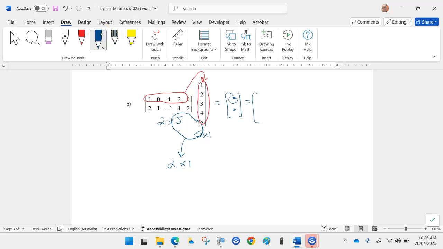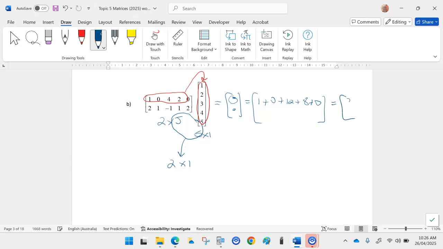Okay, that's going to be 1 times 1, which is 1. Add to that 0 times 2, which is 0. Add to that 4 times 3, which is 12. Add to that 2 times 4, which is 8. And finally, add to that 0 times 5, which is 0.